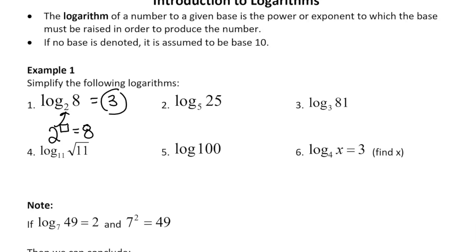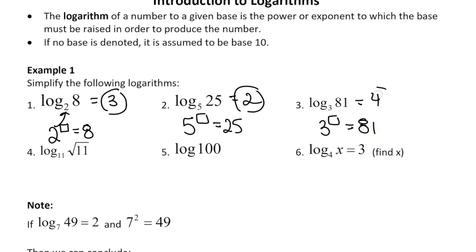So our next example, 5 to the power of blank equals 25. Inside our blank would be a 2, so our answer to that is 2. Next, 3 to the power of blank equals 81. 3 to the power of 4 equals 81. Then 11 to the power of blank equals the square root of 11. That one might not be quite as obvious.